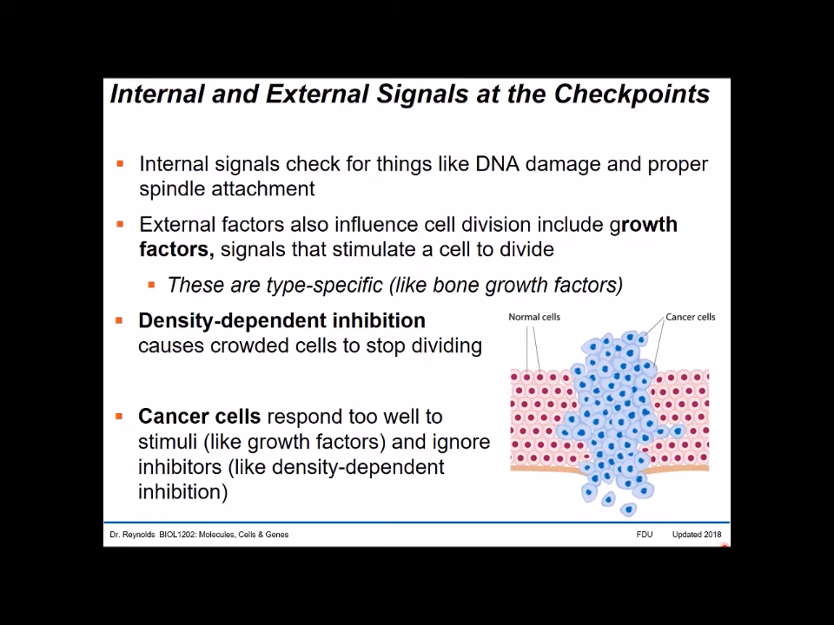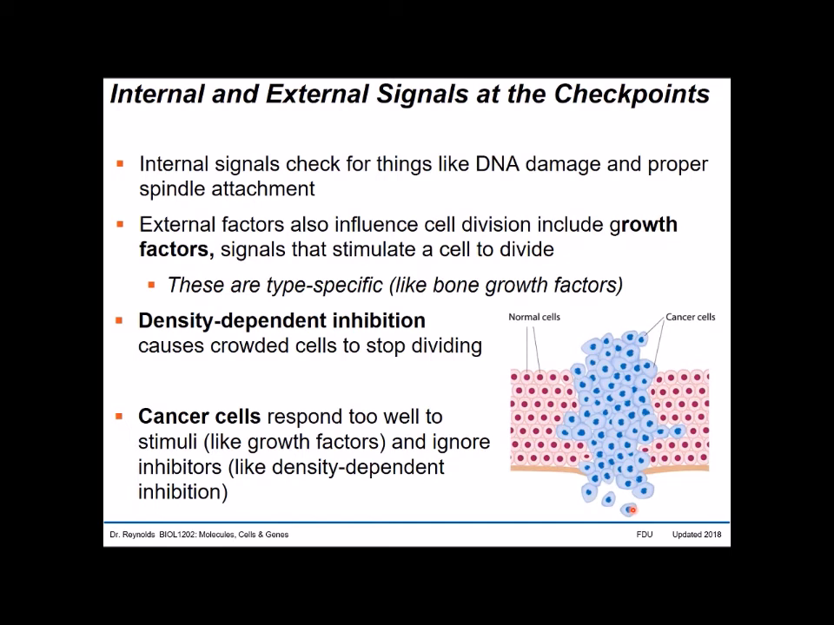And that's really important because when you have cells that respond too well to these growth factors, they can grow to such levels of abundance that it's actually detrimental. This is cancer cells, cells that respond too well to growth stimuli. But there's a second component here. You also have to ignore the stop signals, right?